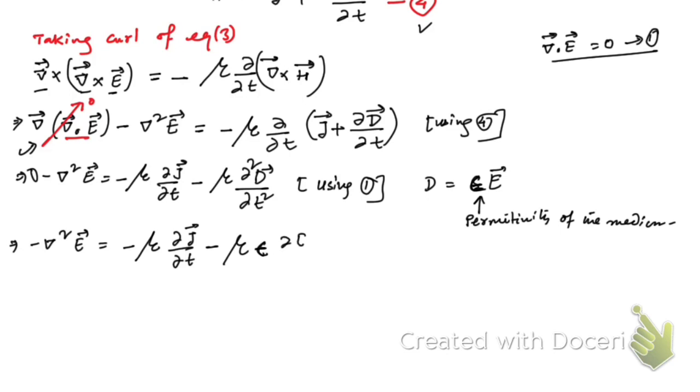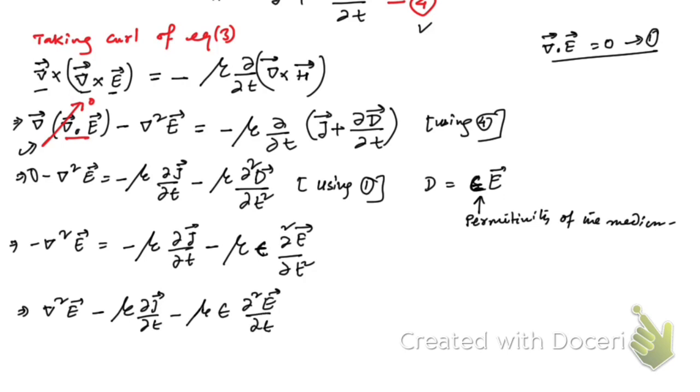Then second order derivative of E with respect to t, right? That's what we're gonna have. Okay, so this implies minus mu del sigma E by del t minus mu epsilon second order partial derivative of E with respect to t is equal to 0. So this is the electromagnetic wave equation, right?